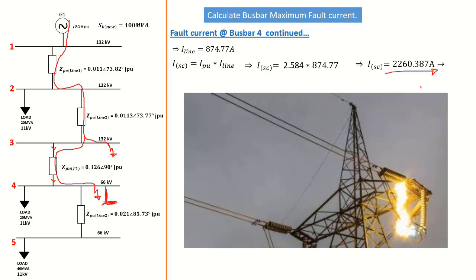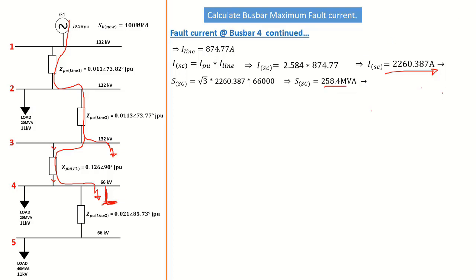Okay, so we move forward. We can also calculate the short circuit MVA using the same method, replacing our I line into the formula. Then we get a short circuit MVA of 258.4 megavolt amperes. Now we move on to fault current on busbar 5. That is this busbar.